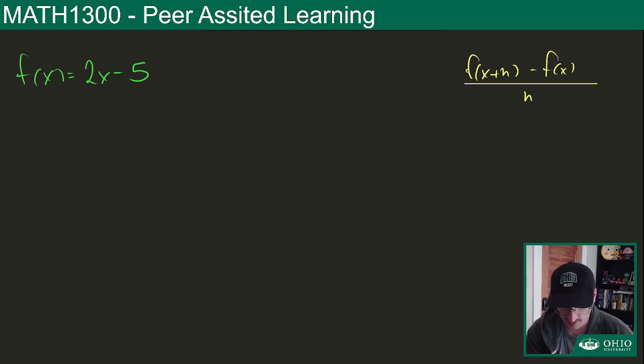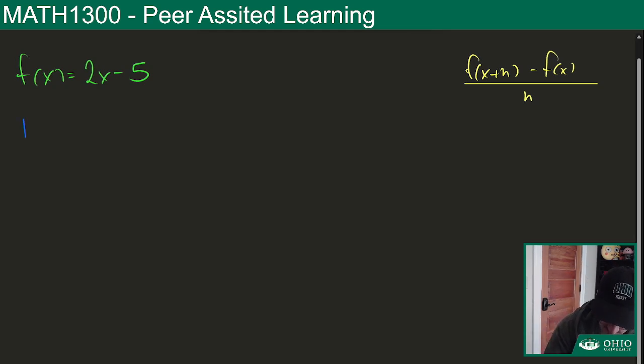I have my function color-coded in green because I want to highlight a tip that will help with more difficult versions of a difference quotient. And that is that you should write out clearly what f of x plus h is. So we're kind of filling in the parts of our formula before we go ahead and use it. We already know f of x, that's given, but let's write f of x plus h.